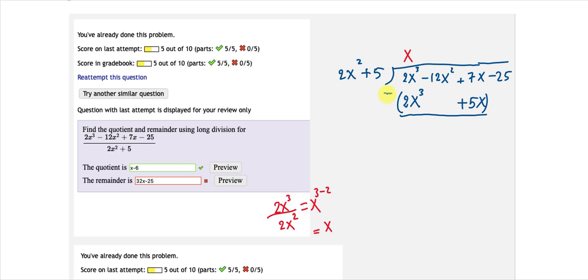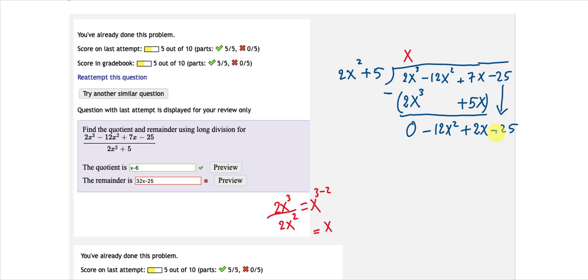2x to the third power subtract 2x to the third power, that becomes 0. Minus 12x squared minus, we don't have the square term right here, that means it's 0, right? So minus 12x squared subtract 0 is still minus 12x squared. And then 7x subtract 5x, that becomes 2x. Okay, and then after you do the subtraction, we carry down the next term, which is minus 25.